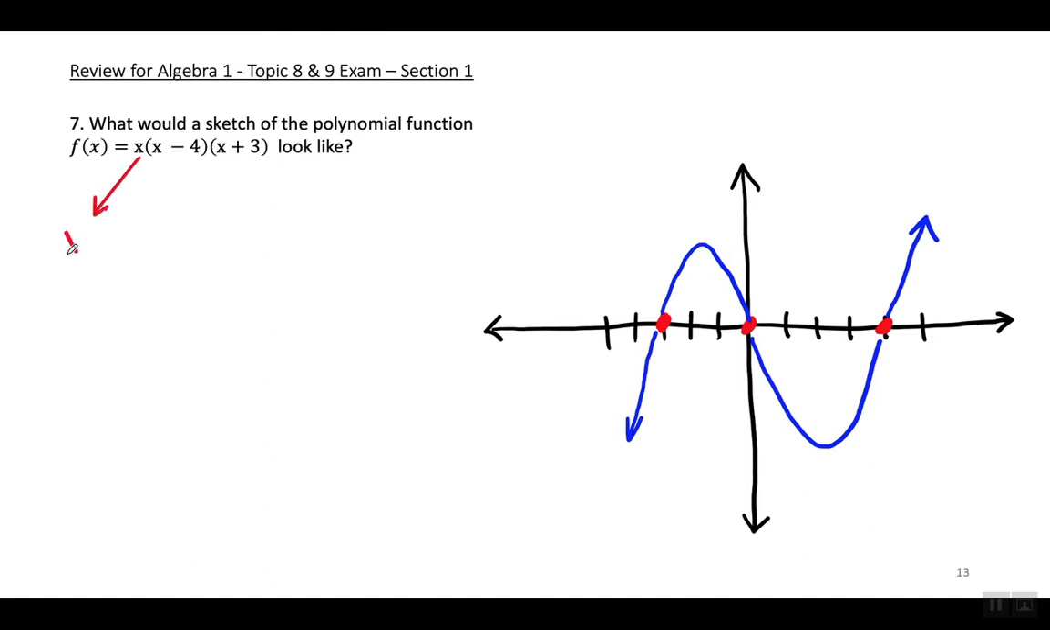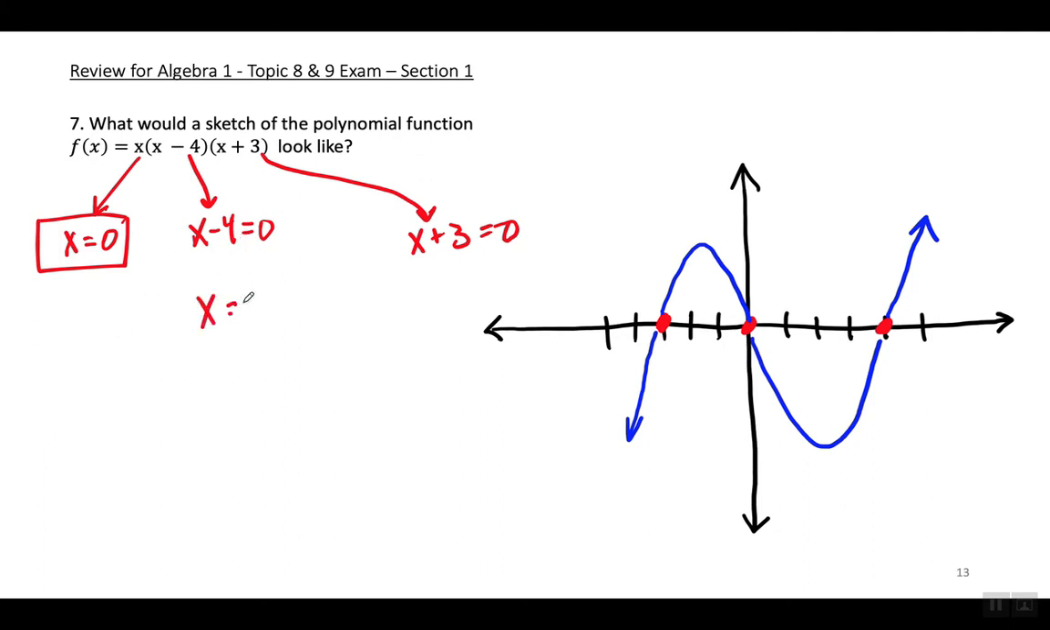When I set x equal to 0, I get that. When I set x minus 4 equal to 0, I get that. And when I set x plus 3 equal to 0, I get that. Now solve for x in each situation. In this situation, x is already by itself, so it's done. In this one, I got to move 4 to the right, so x will equal positive 4. And in this one, I got to move 3 to the right, and it becomes negative. So x equals negative 3. Those are the roots or the zeros of this polynomial function.